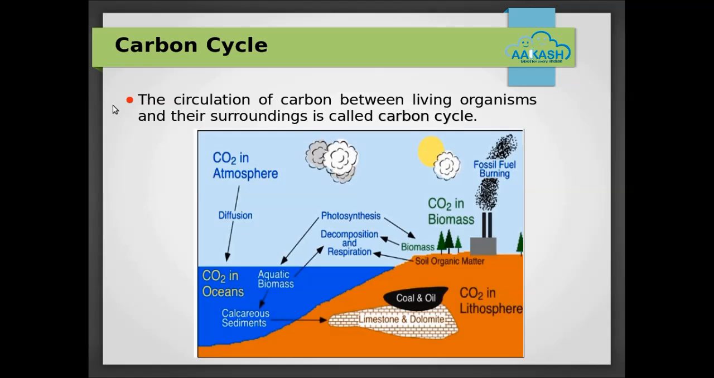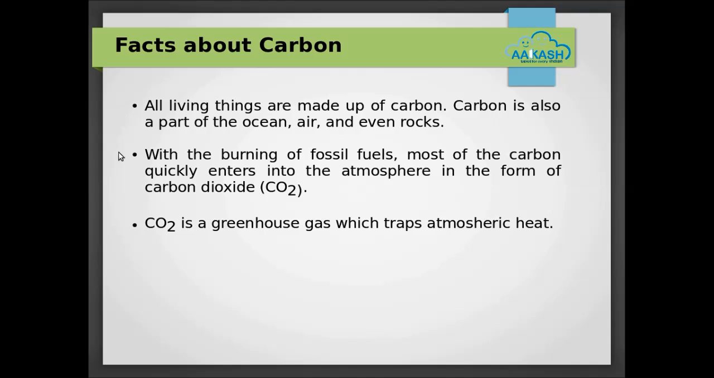Carbon cycle. The exchange of carbon between land, water, and air is called carbon cycle. Here, the diagram shows movement of carbon between land, atmosphere, and oceans through different processes. Facts about carbon. All living things are made of carbon. Carbon is also a part of ocean, air, and even the rocks. Carbon is the major component of biological compounds.